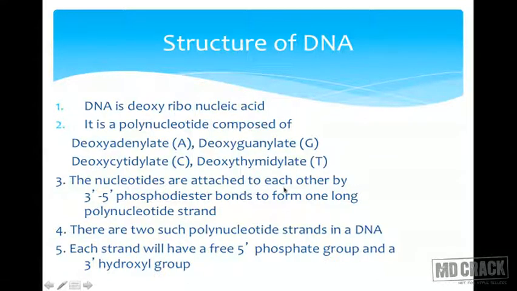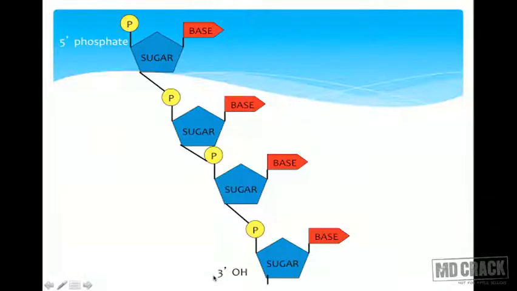Now the nucleotides are attached to each other by the 3', 5' phosphodiester bonds to form one long polynucleotide strand. There are two such polynucleotide strands in a DNA. Each strand will have a free 5' phosphate group and a 3' hydroxyl group. Here I have shown you how the nucleotides are attached to each other. The sugar and the phosphate form a backbone and the bases are inside this backbone, inside the chain.